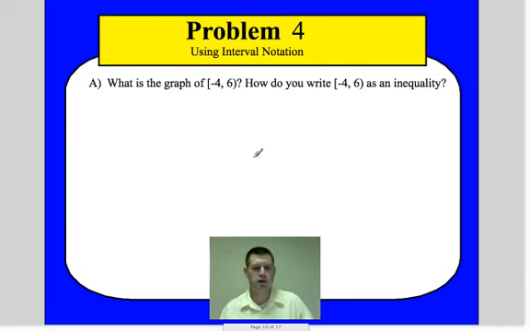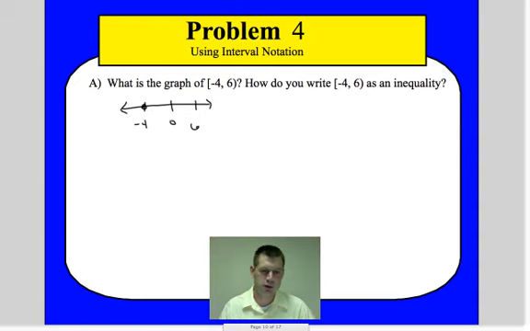Okay, so what is the graph of -4, including -4 to 6? So all we want to do is graph this. So we just put -4. I'm going to put 6. Okay, we should have some values in here, but I'm kind of shorthand it for you. Okay, what goes on -4? Well, it should be a closed circle because it's a bracket. Okay, so it means include. On 6, it's open, so we leave it like that.